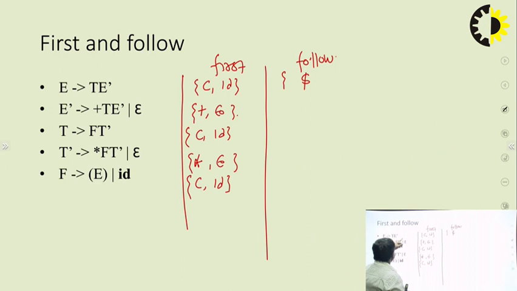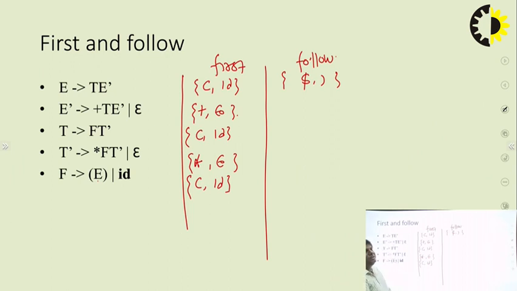Now we search E in the right side of the production. Where is E? In no production, no, here is an E. So E is followed by the close bracket. Any other production? No, then the follow of E is equal to dollar and close bracket.